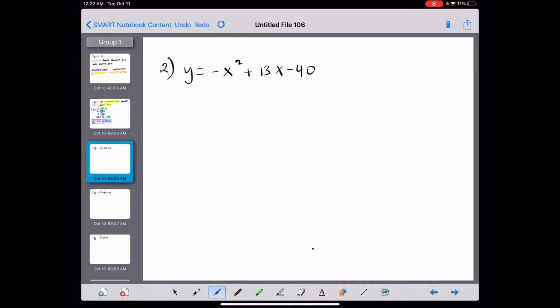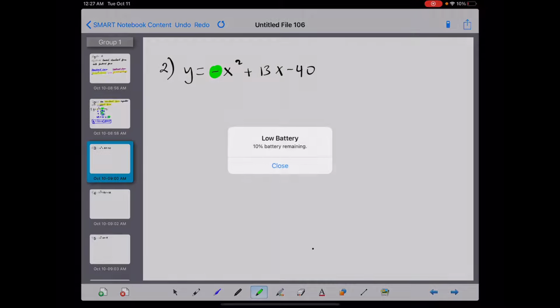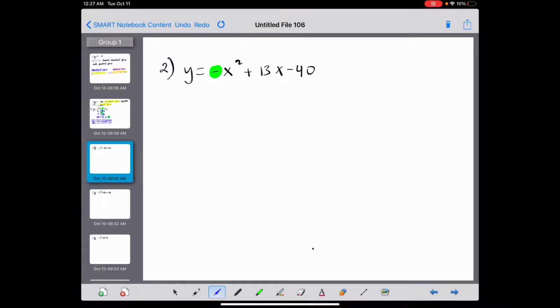In number 2, if you look at the coefficient of x squared, it has a negative. So what you want to do is factor out the negative 1, that way we work only with positive x squared. So negative 1 is out, then you have x squared minus 13x minus 40. Sorry, positive 40. Because negative 1 times x squared is negative x squared. Negative 1 times negative 13x is positive 13x. And negative 1 times 40 is negative 40.